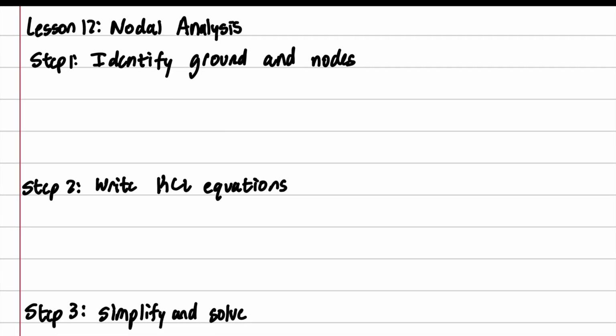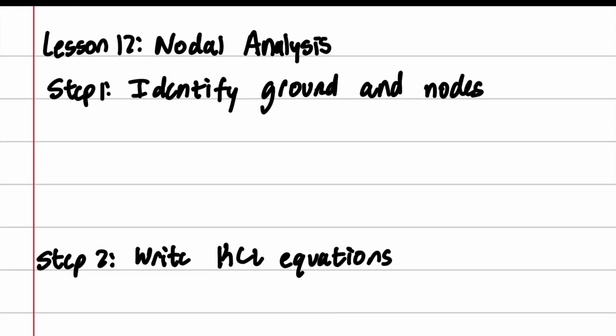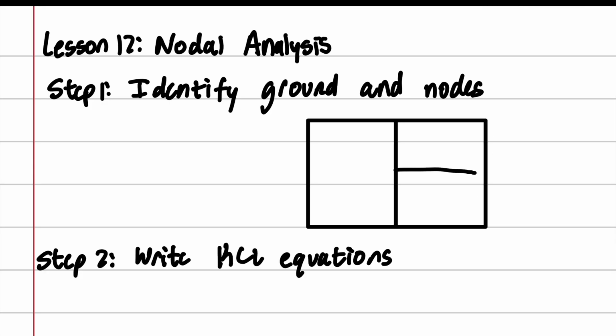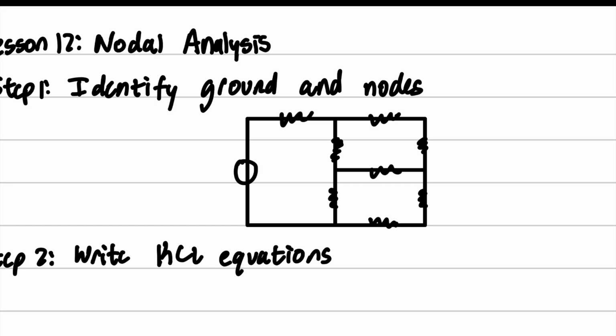So first, I want to show you the algorithm of nodal analysis. There are 3 steps. The first one is to identify ground and the nodes. So if you are given, for example, a circuit that looks like this, with resistors and resistors and resistors, you're going to want to find the voltages: the voltage at this point right here, this point right here, and this point right here.